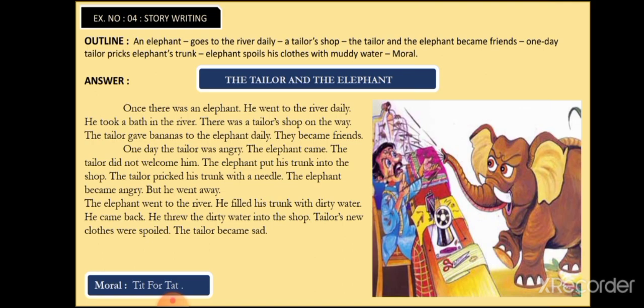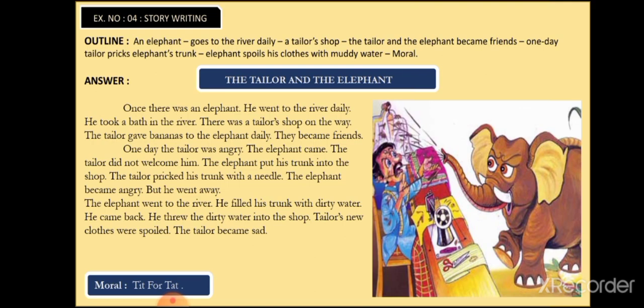Once there was an elephant. He went to the river daily. He took a bath in the river. There was a tailor shop on the way. The tailor gave bananas to the elephant daily. They became friends. One day the tailor was angry. The elephant came. The tailor did not welcome him.